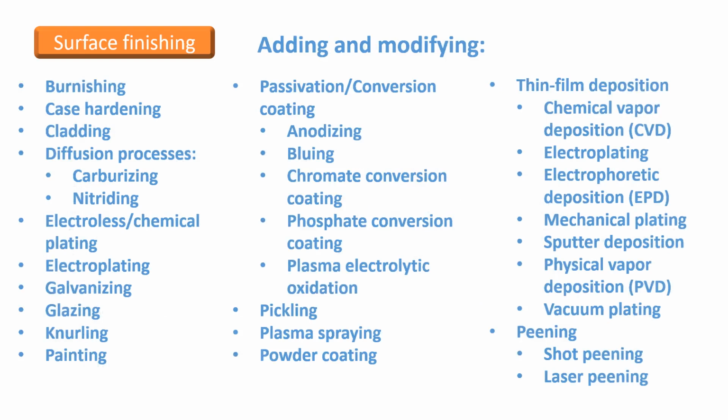In adding and modifying methods, a coating is deposited on the surface of a part, or the microstructure of the surface layer of the part is altered either chemically or mechanically. This gives the desired properties to the surface, such as appearance, electrical conductivity, corrosion resistance, wear resistance, and so on. The most common of these methods are painting, as well as other coating methods and surface hardening methods. And, as mentioned earlier, peening.